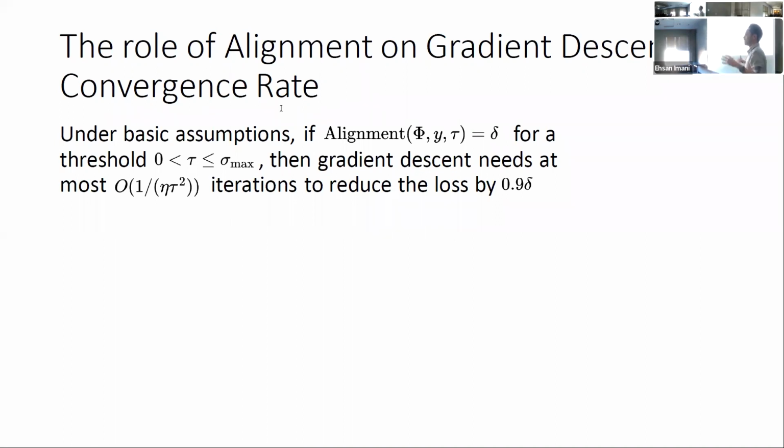But what it generally means is that if your alignment is high for a large threshold, then you can reduce a high amount of loss with a pretty fast rate that depends on that threshold. So this threshold here appears in the denominator, and if it's large, then you need fewer iterations. So your optimization with that same step size is going to be fast. And so, yeah, this is the main takeaway message from this result. Is this clear? So I said it's a basic result, but it might still be confusing if you have questions or if something is unclear.